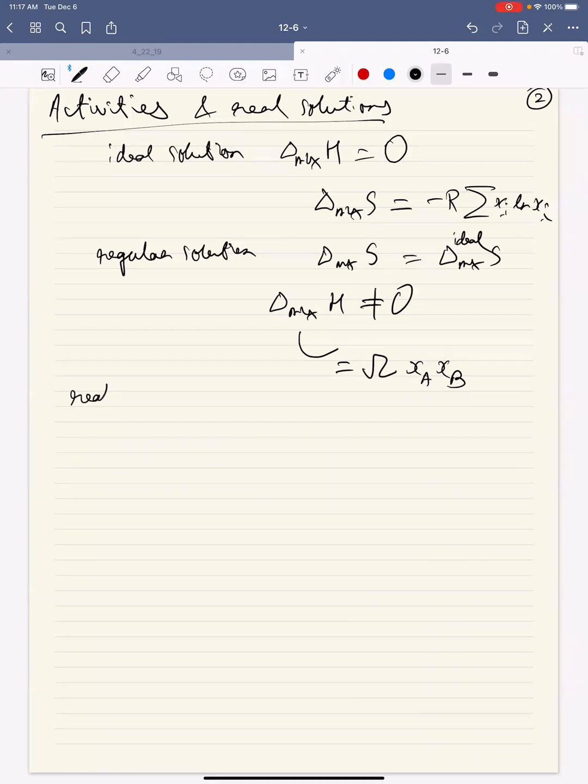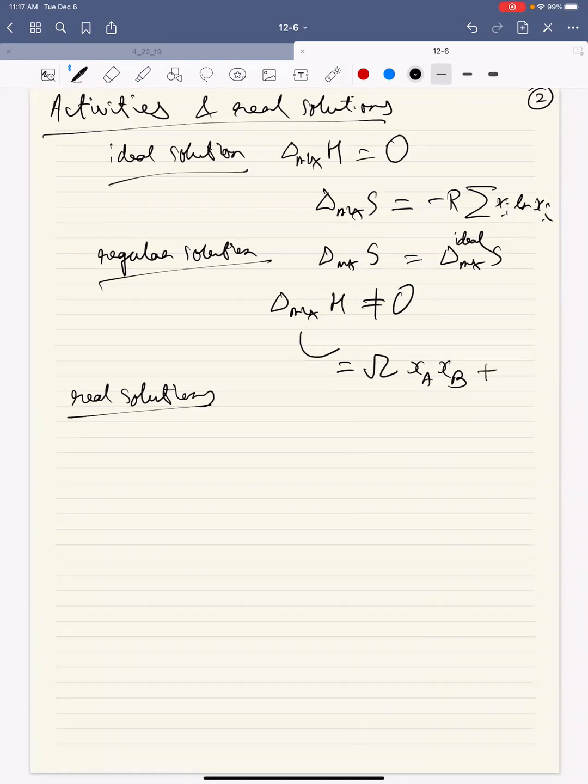Now, real solutions are going to be more complicated. So one way to correct a regular solution model is to keep adding terms here, right? We can make this omega 1, then we can talk about omega 2, XA square, XB, we can talk about omega 3, XA, XB square, dot, dot, dot. And if you add enough terms, what will happen? There is that quote by that physicist, who was it? That with one coefficient, I can fit a straight line.